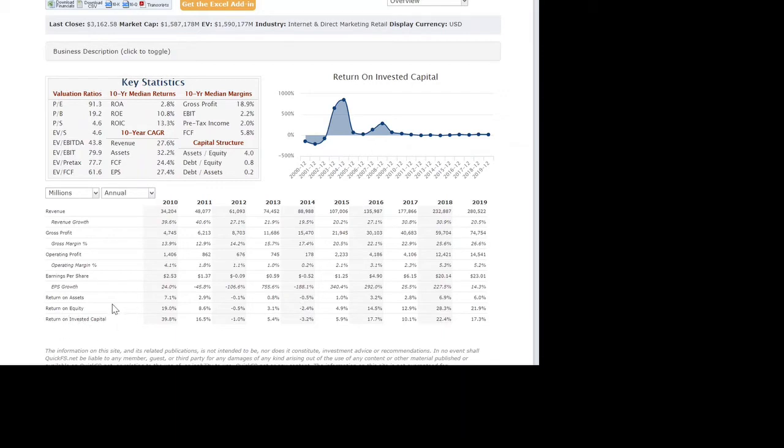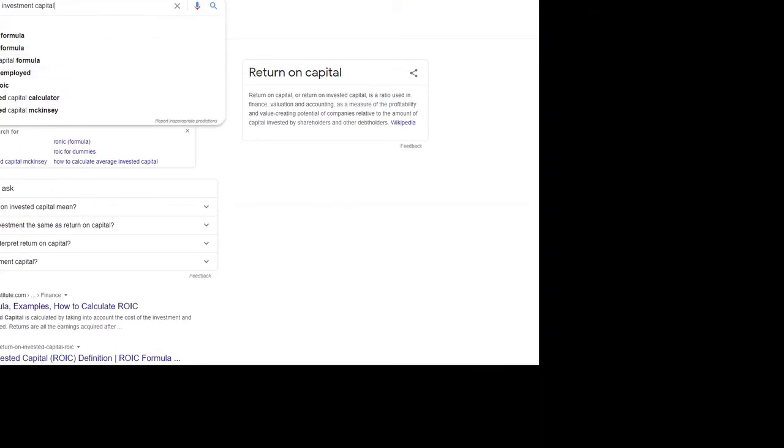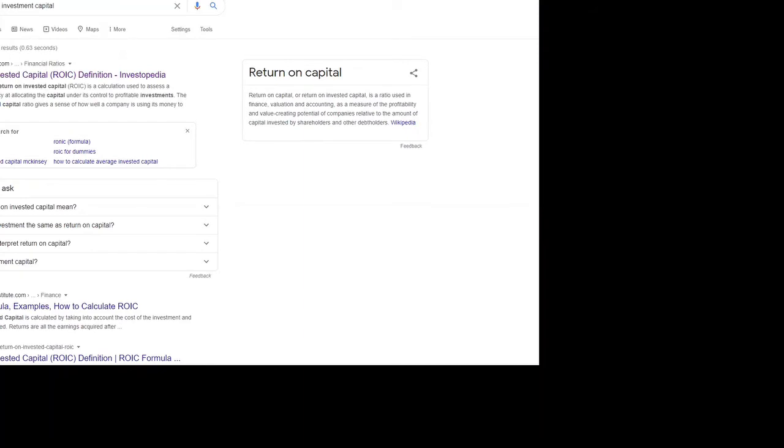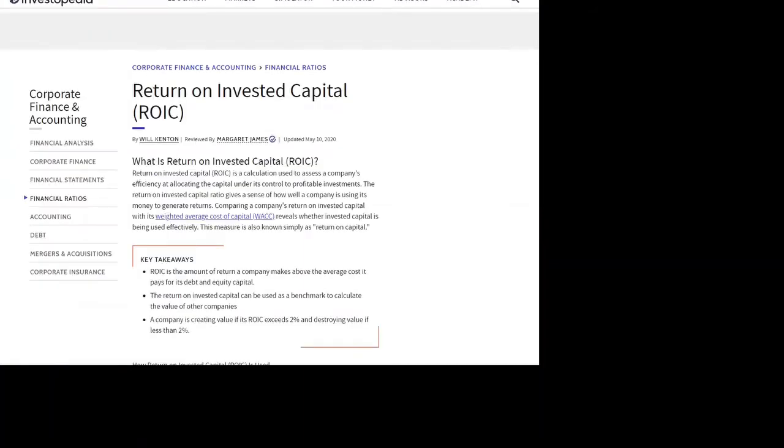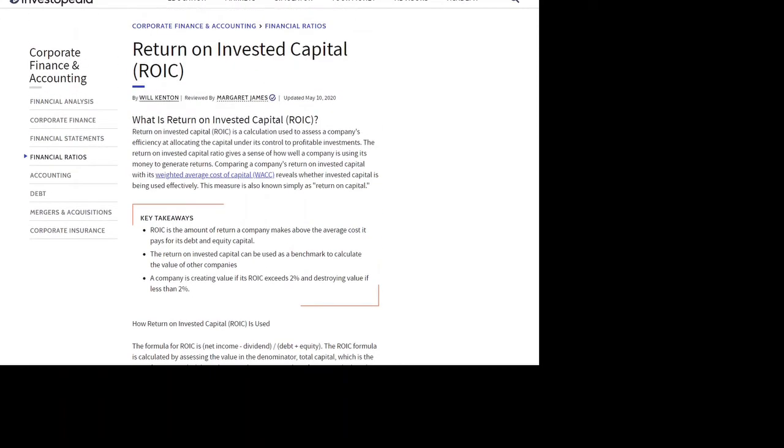And honestly, if you don't know what return on investment is, things are very simple now. Just Google it: return on investment capital. Click here, and this is a very good website, Investopedia, where you can see the definition. It's used to assess a company's efficiency at allocating the capital under its control. Basically it's the net income minus dividend. In our case, Amazon doesn't pay a dividend, so divide by debt plus equity. They reduce the cash amount, because that amount is not deployed. That's how the return is calculated. It shows the formula and all. Similarly, if you don't understand anything, just come here.